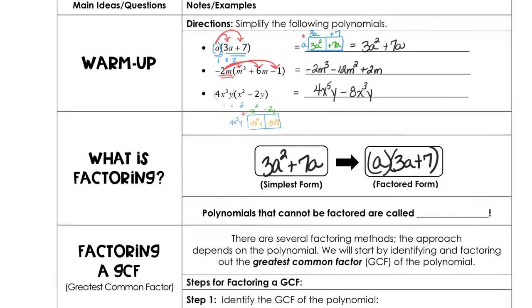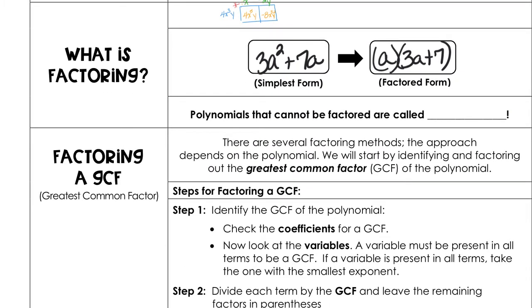So polynomials that cannot be factored are prime, just like our numbers 1, 2, 3, 5, 7, 11, 13. All of those numbers cannot be divided by anything but themselves. So we call those prime numbers. So if I have something that can't be factored, we also call it prime.